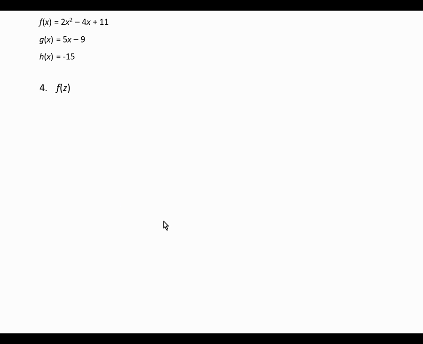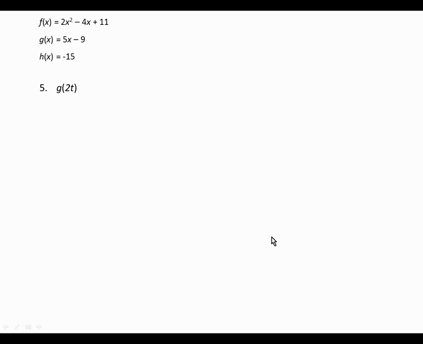Number 4, f of z. So in the formula for f, back up here, replace all the x's with z's. So f of z will be 2z squared minus 4z plus 11. You're done. That's all you do. So notice it's nice to evaluate a function at a letter. There's really nothing to do. Just swap out whatever the letter is. Please don't do anything else to that.